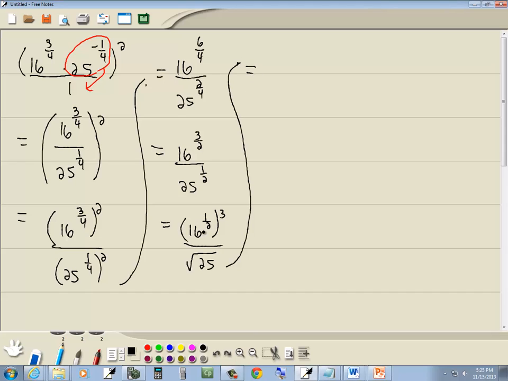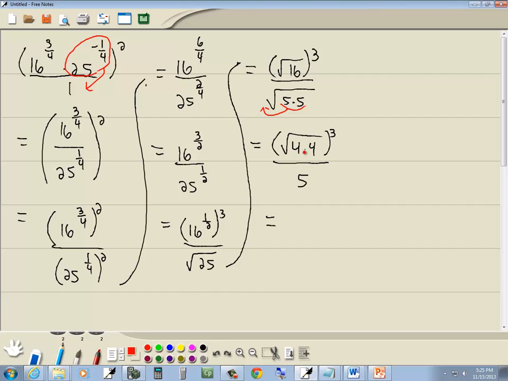Now back to what's inside the parentheses here. 16 to the 1/2, that's the square root of 16, the 3rd power. Now 25 is 5 times 5. And back up the top, 16 is 4 times 4, so we've got the square root of 4 times 4, the 3rd power. Now down below, with square roots, we're looking for pairs of something. Here's a pair of 5s, so a pair of 5s is going to come out in front as a single 5.